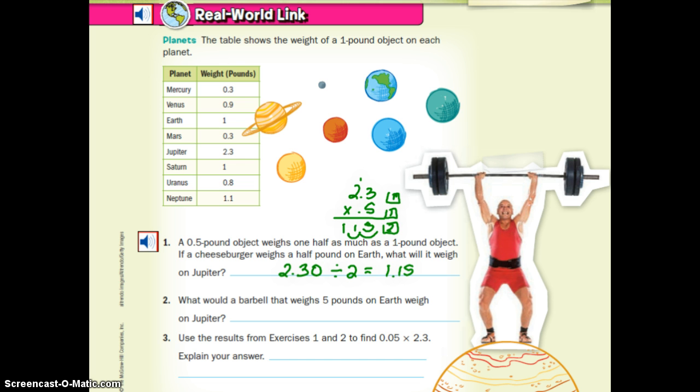So again, I'm always going to try to think about things in terms of money. So a 5 pound object on Earth, what would it weigh on Jupiter? So again, we're multiplying by 2.3. Well, we know that 5 times 2 is 10, so that's the first part of it. And then 5 times 0.3 is 1.5 for a total of 11.5. And again, I'm trying to have you look at math a little bit differently. Turn the page. Let's start the work.